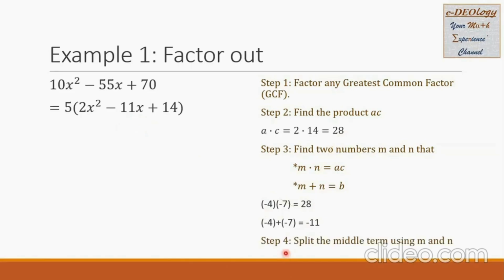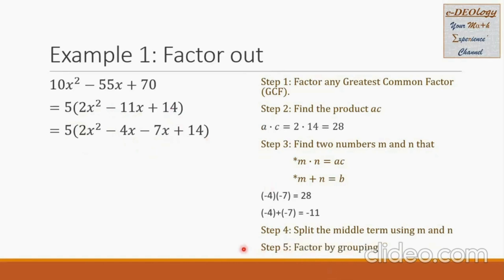So step 4, we're going to split the middle term using m and n. It means we're going to rewrite this trinomial, but the middle term we must split using this m and n. As you see now, in this line, the 5 is copied. The 2x squared is copied down here. The negative 11x is now split into negative 4x and negative 7x. And then plus the constant 14.